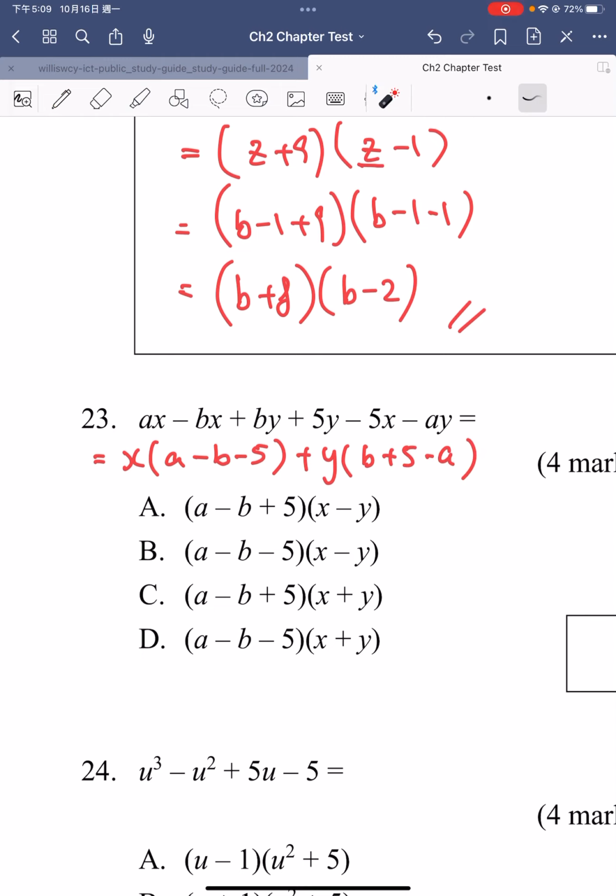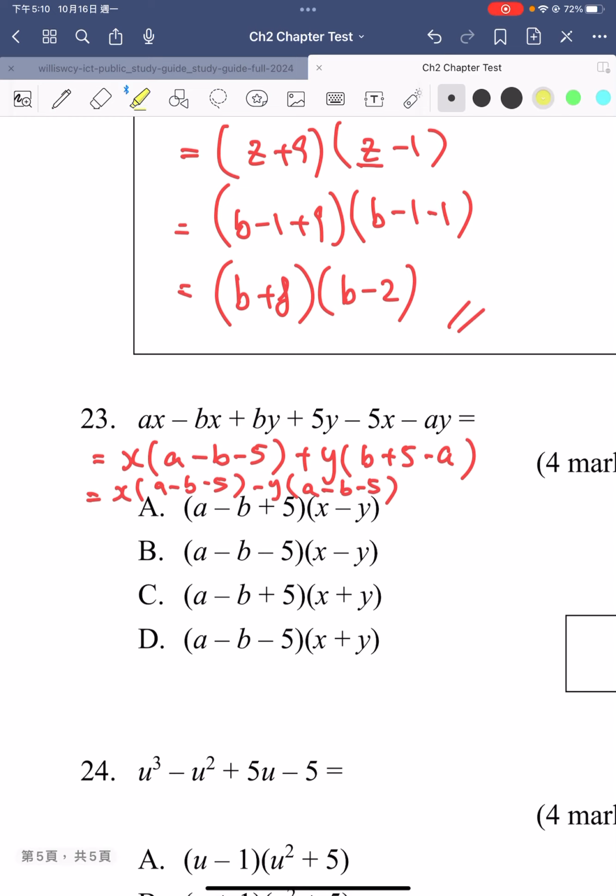So if you see from here, this is actually plus a minus b minus 5. But in this question, it's changed to minus a plus 5 plus b. If you take out a negative, it's going to be the same. So if you take out a negative here, we can change it to x times a minus b minus 5. We take out a negative, change it to negative y, then we have a minus b minus 5.